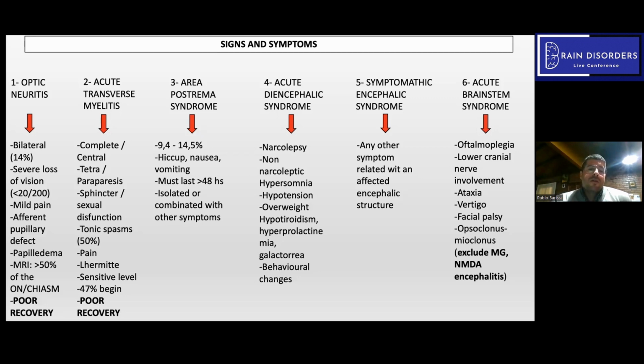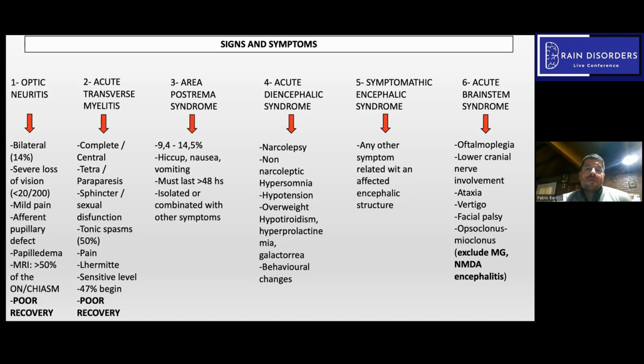It has hiccups, nausea, and vomiting. It must last more than 48 hours. This is so important because if we have hiccups, nausea, and vomiting for less than 48 hours, we obviously won't think of NMO and other things, isolated or combined with other symptoms.